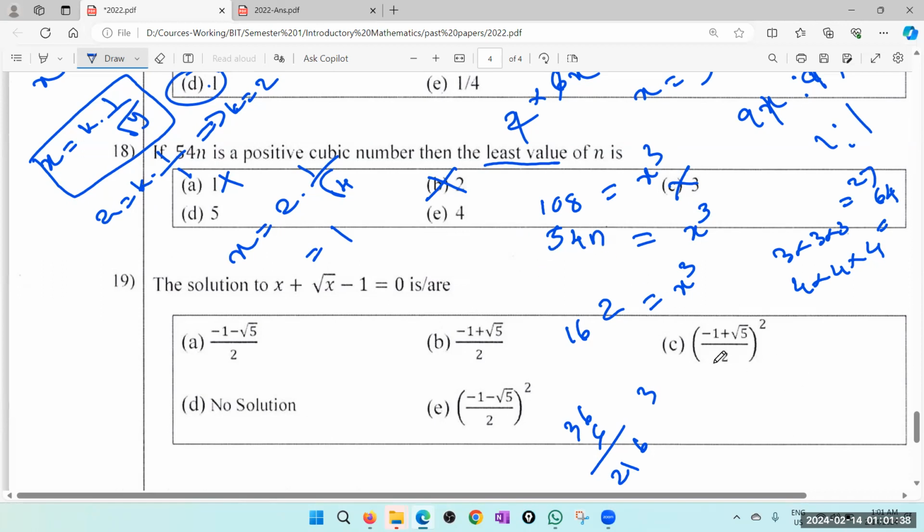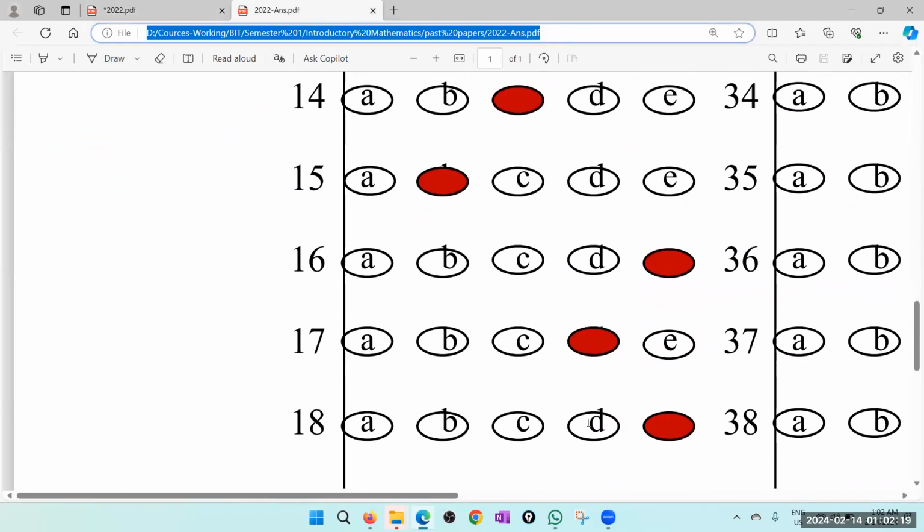54 into 4. 4 into 4 is 16, 1. 5 into 4 is 20, 21. 216. Yes, 216 is the cube of 6. So therefore, we got the answer. Answer is C. I just checked this one before this because the examiner is interested in the smallest value. If I check this and it is correct, I would still have to come back and check the others, so I just checked it first. Because 54 into 4 is a cube of 6, the answer is C.